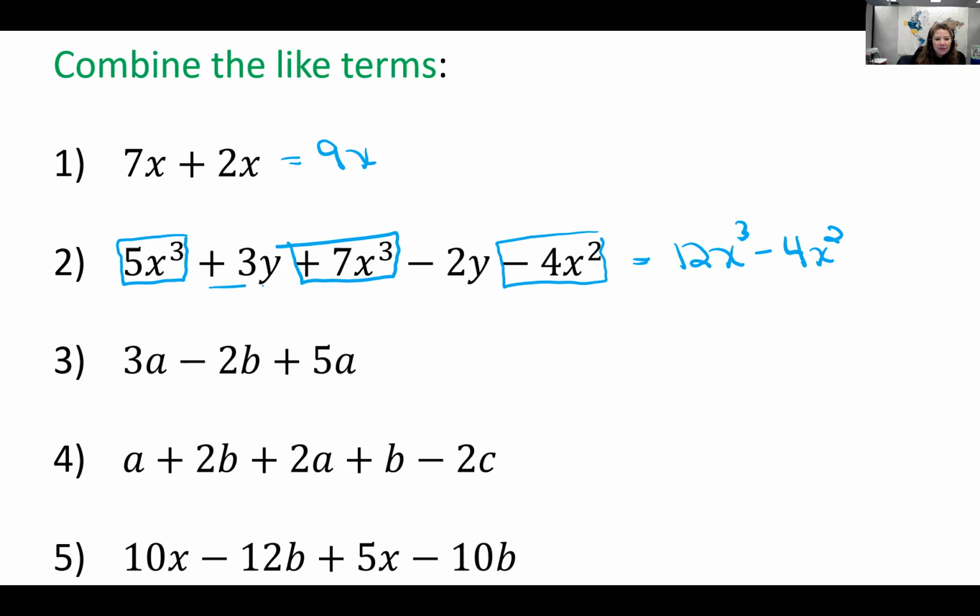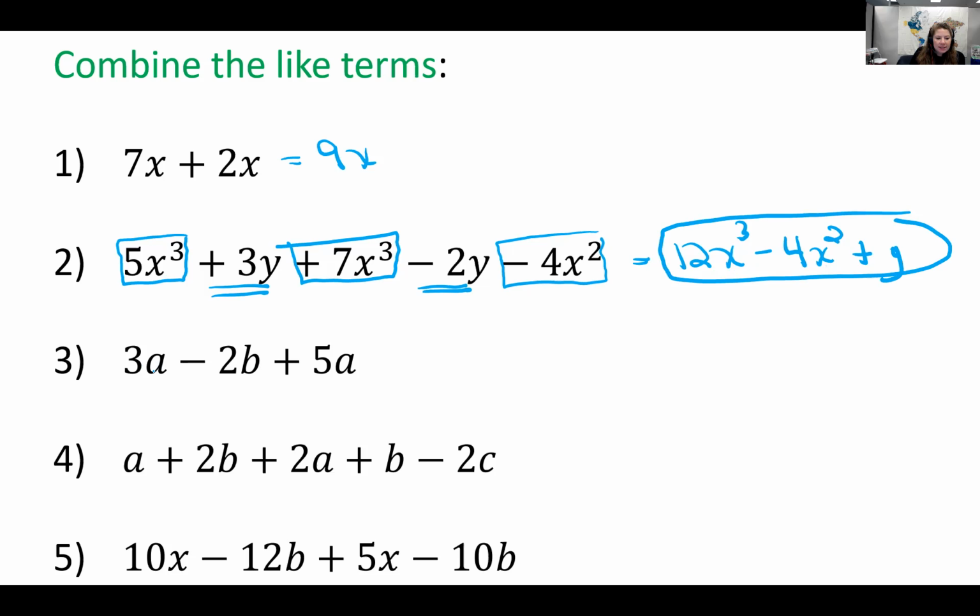And then finally, we have 3y combined with minus 2y. 3 yo-yos, take away 2 yo-yos. I have 1 yo-yo left. And I could write plus 1y, but 1 times y is just y. So this is the final answer: 12x cubed minus 4x squared plus y.